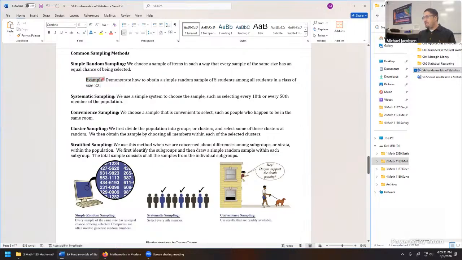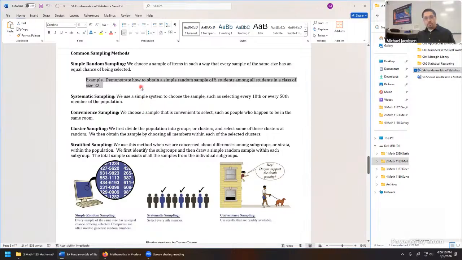It's an unnumbered example, so that means the purpose of this one is just for us to get a feel for what a simple random sample really looks like by actually taking one. So we'll demonstrate how to obtain a simple random sample of, say, 5 students, 5 of us, among a class, say this one, of size 22. That's how big our class is.